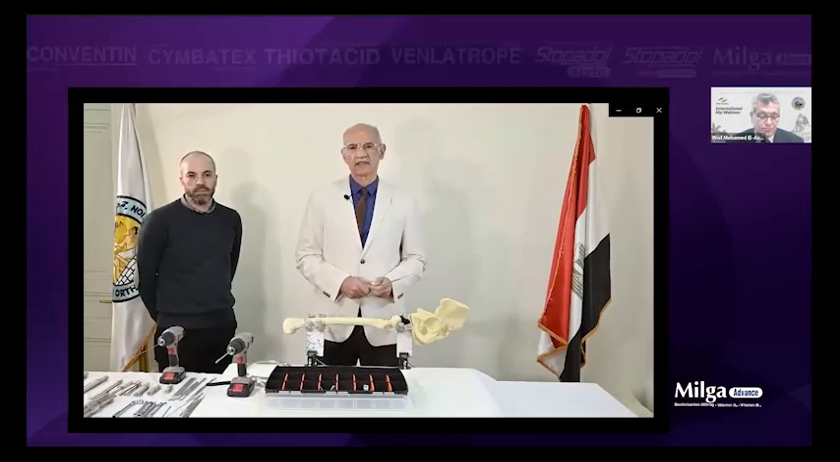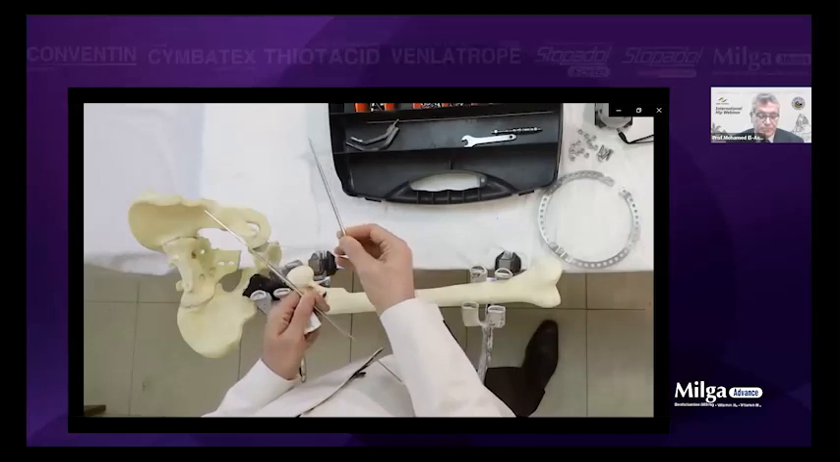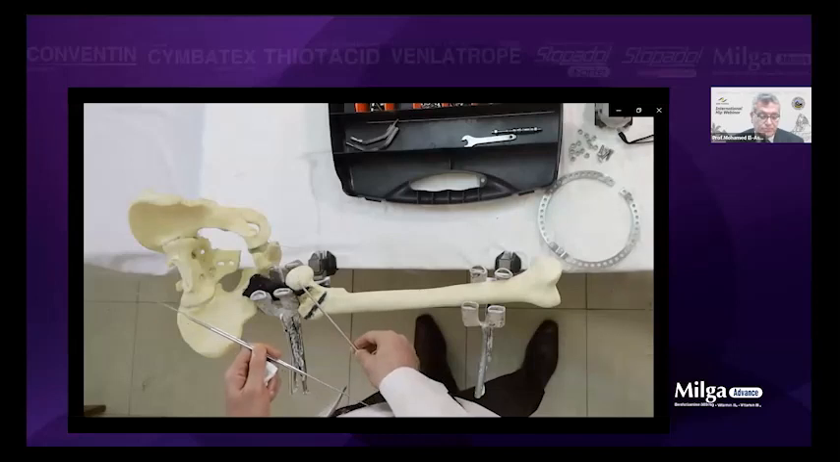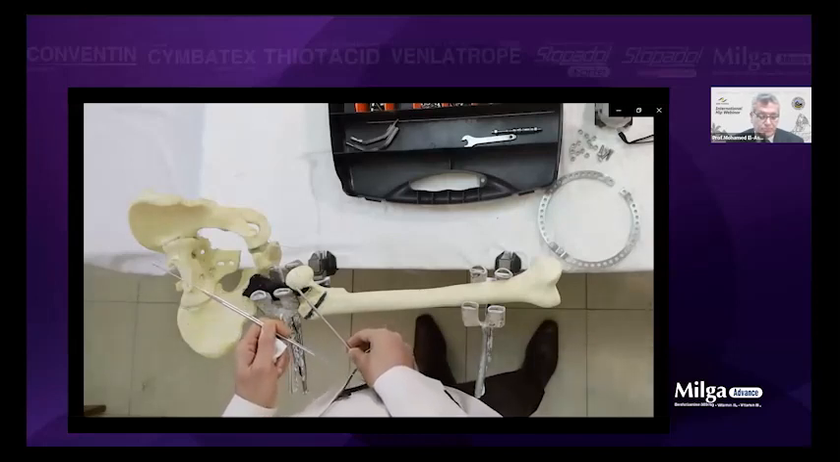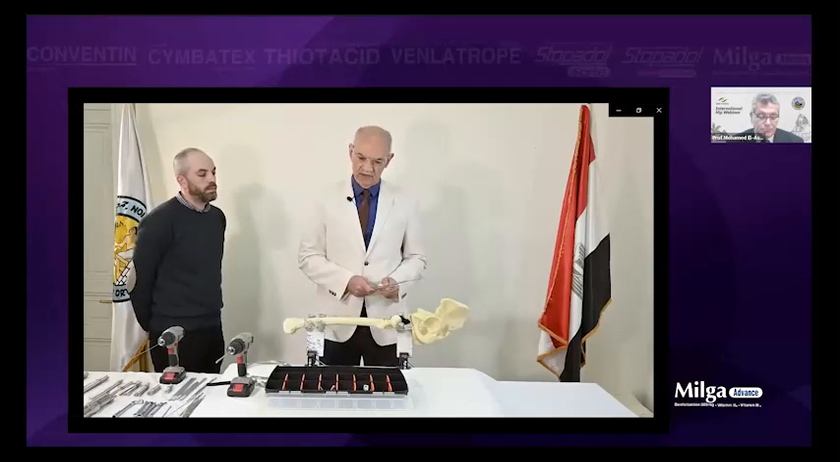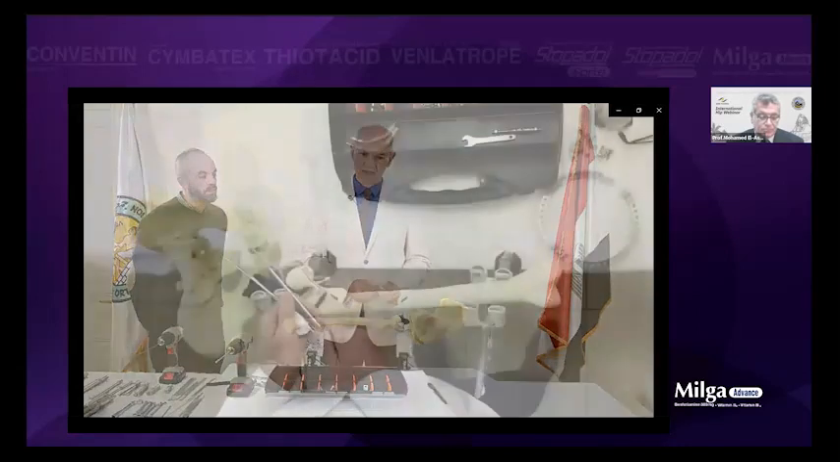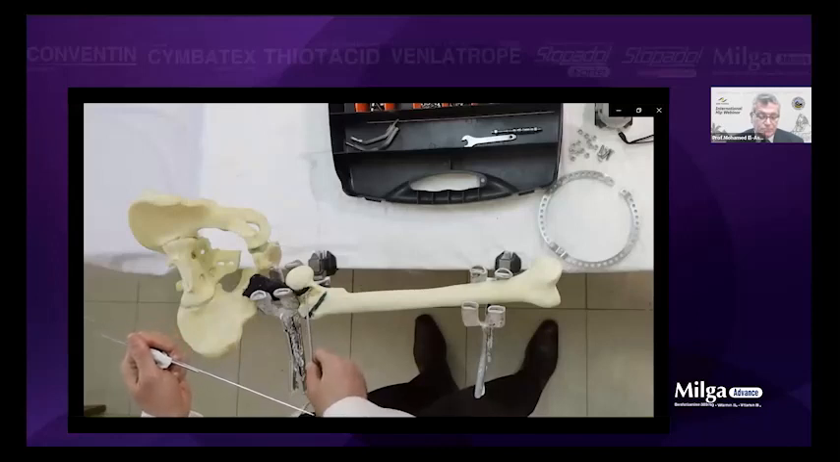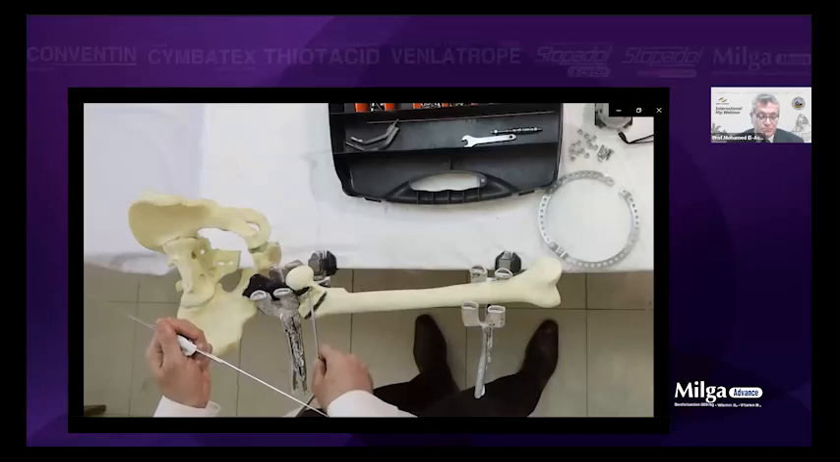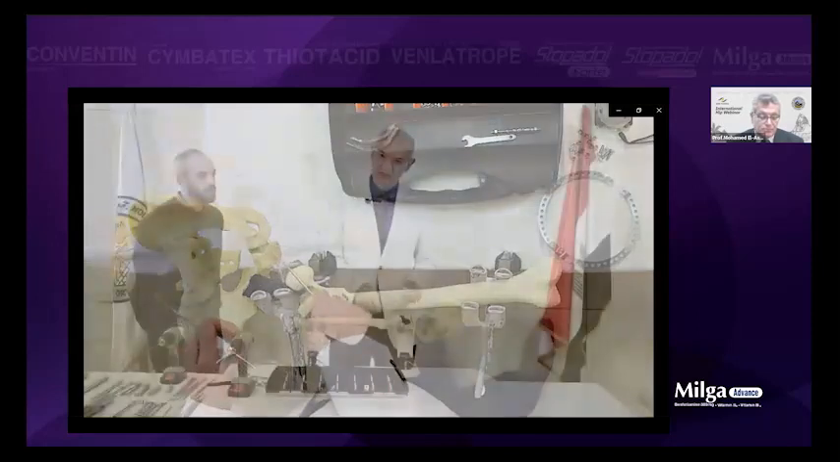The second method is using half pins, like this one, solid half pins. You can use them in the direction of the head and neck, again, like you put the DHS or something like this. The third method is to use cannulated half pins. You can put a wire first under the image intensifier, and you check it by the image in the anteroposterior and frog position, the lateral position, and then you apply the half pin in the same direction. The fourth method, you can use a half pin vertically from the trochanter that way, like DCS. And you can use any combination together. So you can use serrated wires, half pins in that direction, another pin in this direction, and so on.